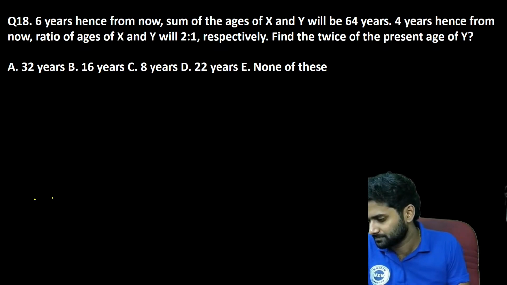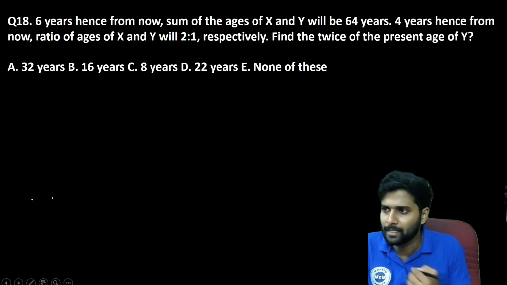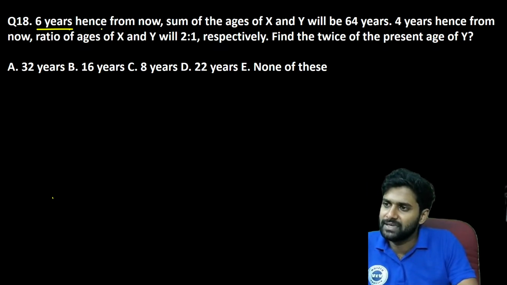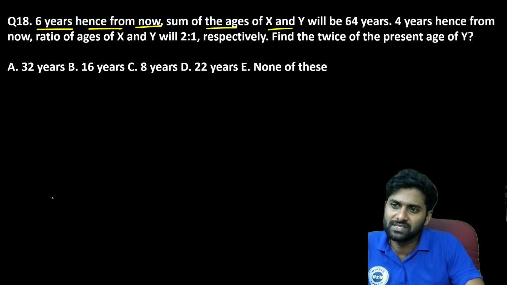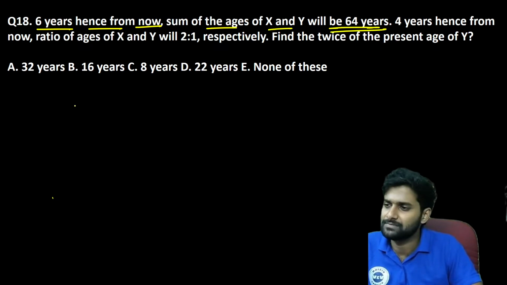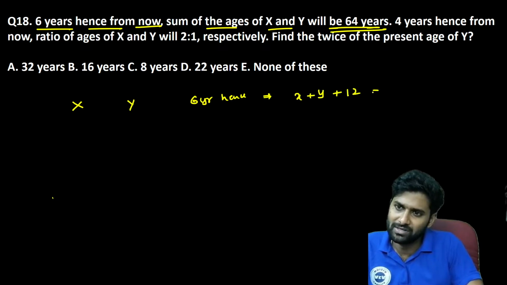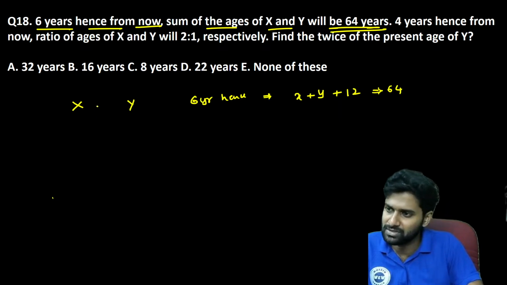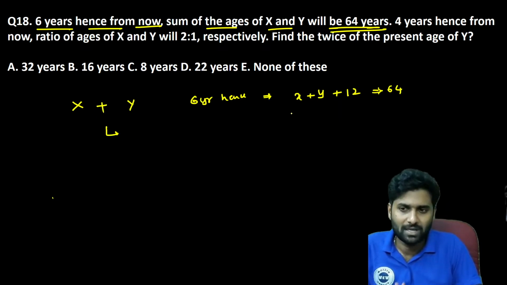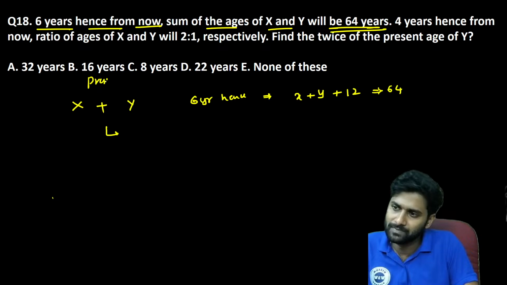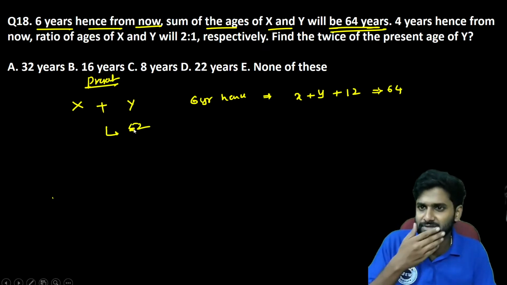6 years hence from now, the sum of the ages of x and y will be 64 years. So the present age of x is x and y is y. 6 years from now, what is the value here? x plus y plus 12 is exactly equal to 64. What about the sum of their ages, x plus y? The present sum is exactly equal to 52, right? Why? Because after adding 12 units, it becomes 64.